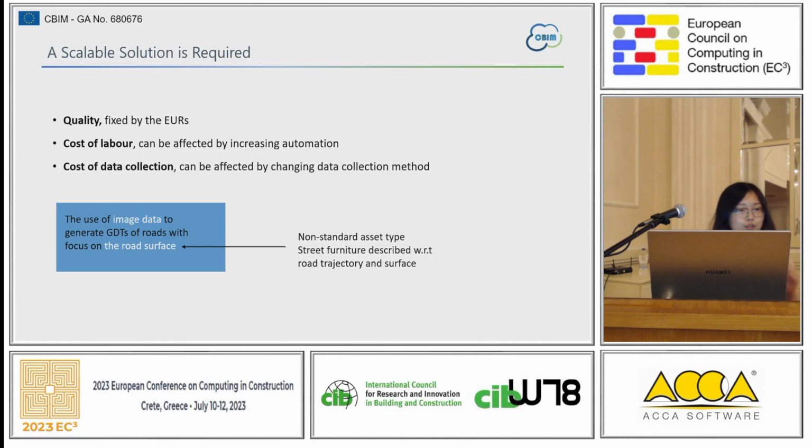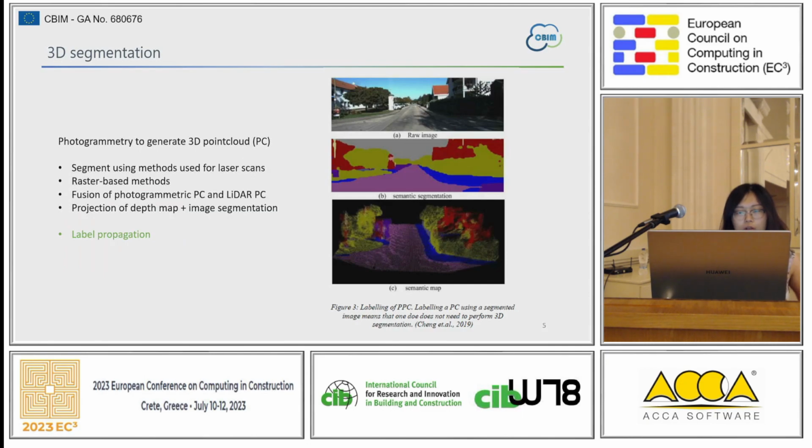The reason the road surface is chosen is because it's a non-standard asset type, which is the group of assets that is least automated, and many assets that exist on a road are described in relation to the road surface or the road center line, which is encapsulated in the road surface. So then we looked at different methods, at what's out there right now.